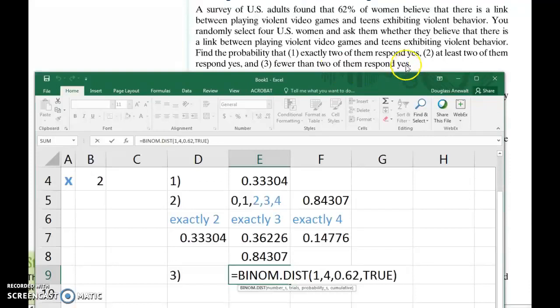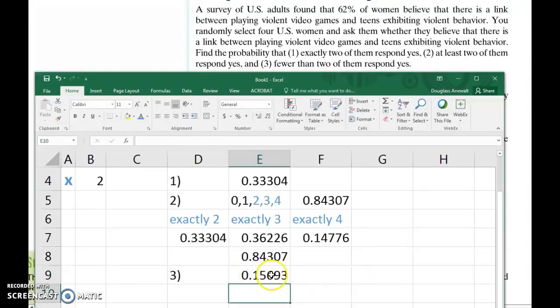Fewer than 2 of them responding yes would be either 0 or 1 responding yes. So we use the formula with a 1 in there and true, and we get that result.